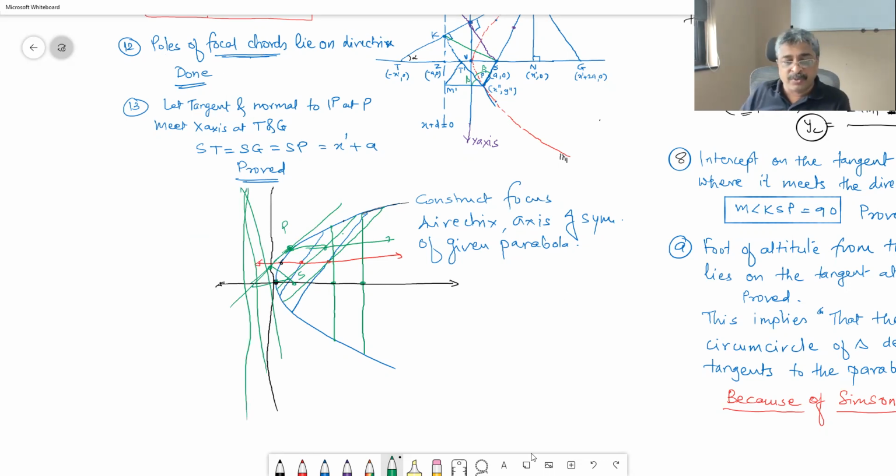Maybe I will spell it out once more. Draw any two parallel chords. Find out their midpoints. Join that line. That is the diameter of the parabola, but need not be the axis of symmetry. Therefore, you draw two parallel chords to the diameter, bisect them, and then draw the line; that is your axis of symmetry. You know the vertex, so you can draw the tangent at the vertex.